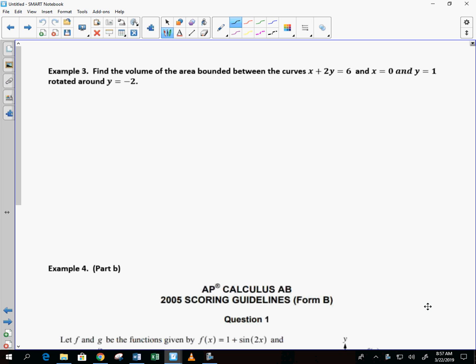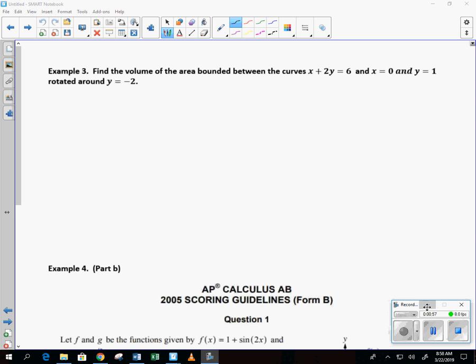All right, here we go. Find the volume of the area bounded between the curves x plus 2y equals 6, x equals 0, y equals 1, rotated around y equals -2. What's different about this problem? I'm not rotating around the x-axis, nor am I rotating around the y-axis.